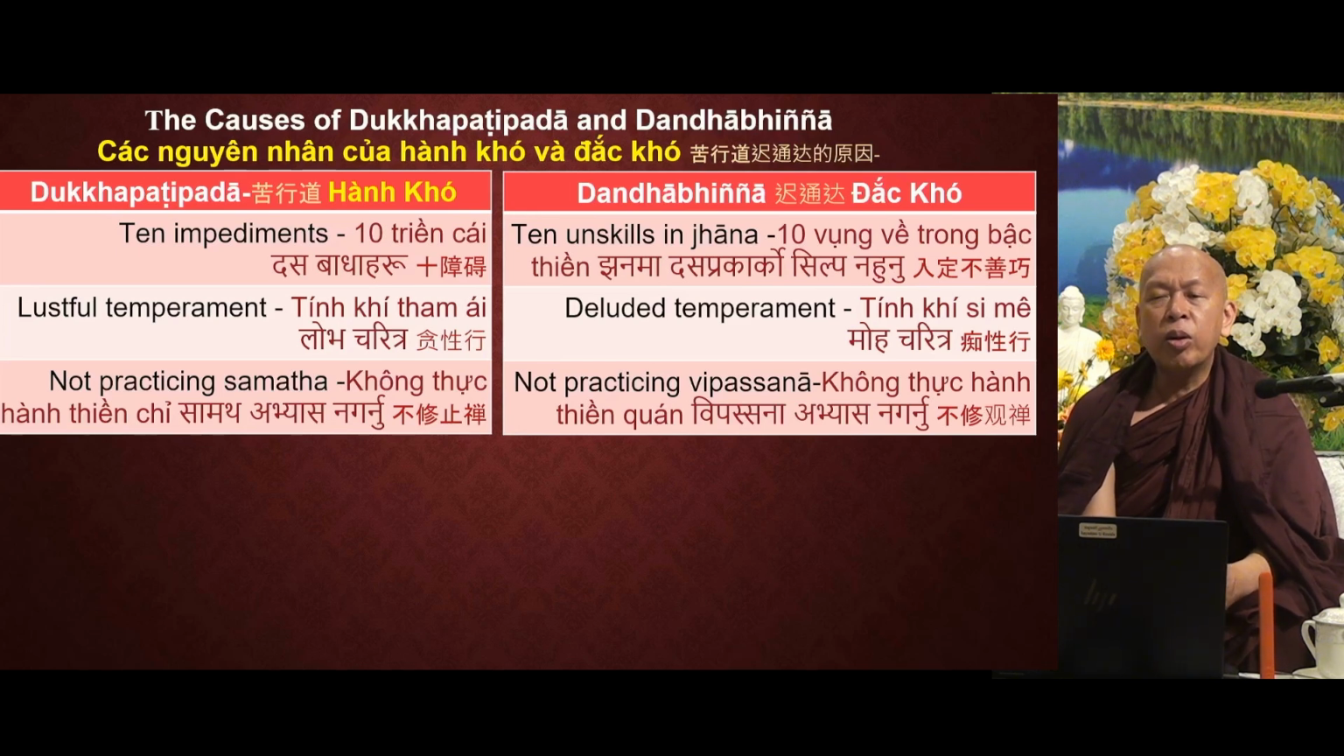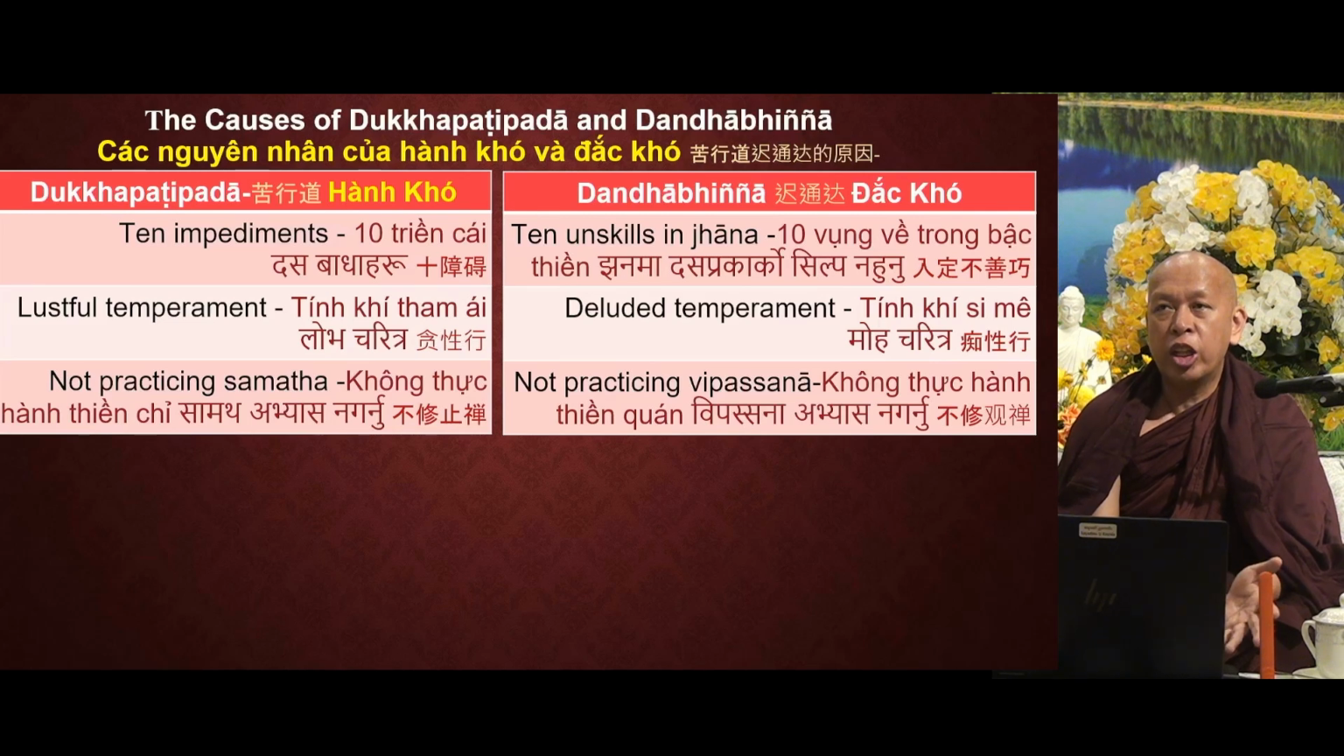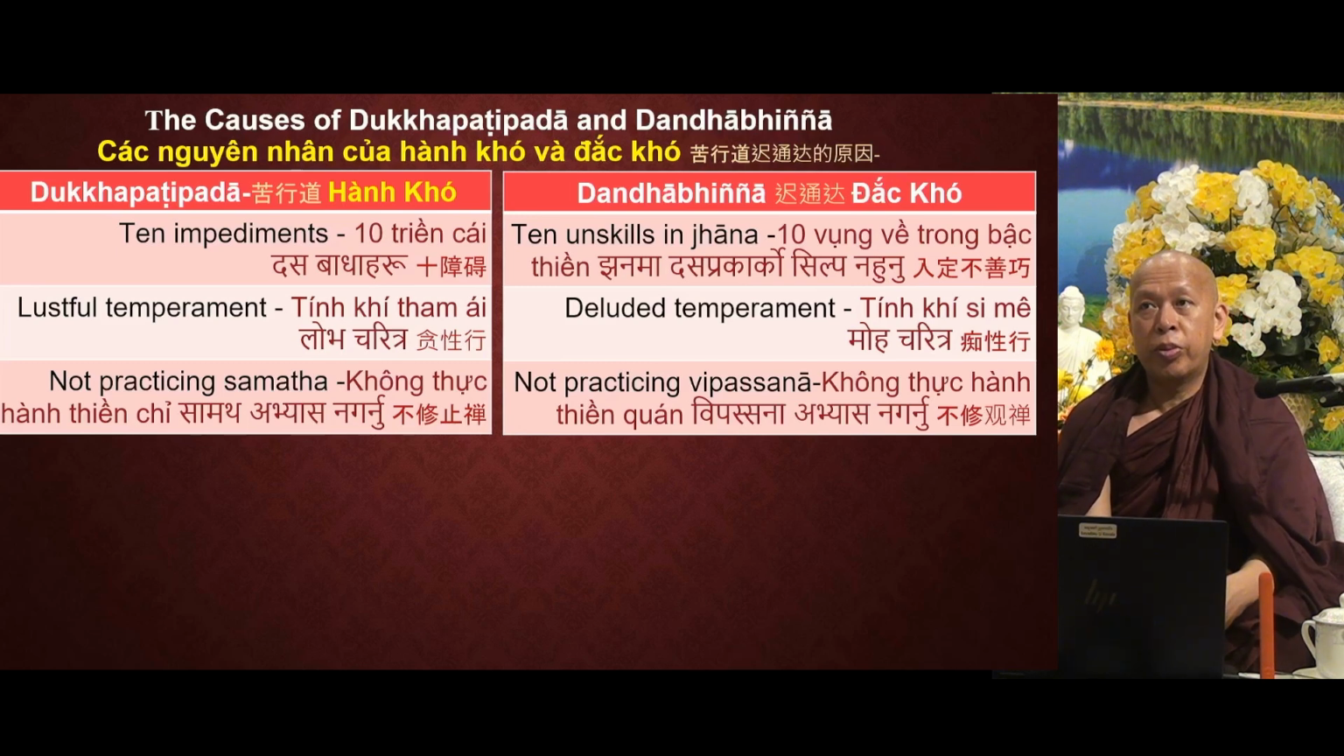Another one is a deluded temperament. Delusion: forgetful or negligent. Then we may have a lot of difficulty. We'll improve slowly, but we don't know many things. Then we will not know the truth either. If we have delusion, we don't have wisdom. If we are not wise enough, we cannot attain higher attainment.